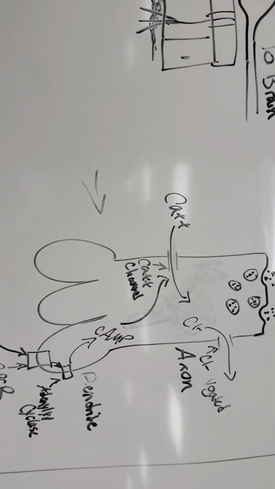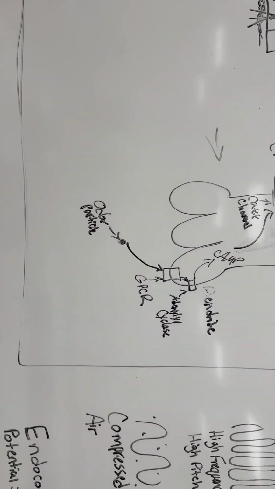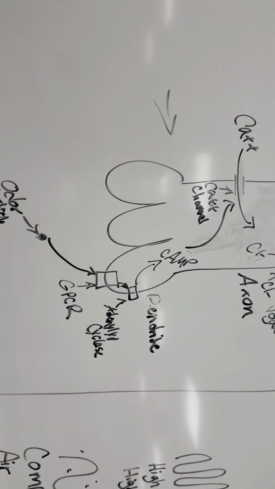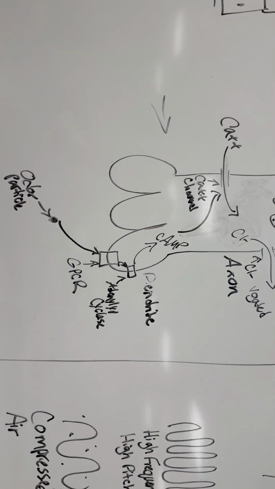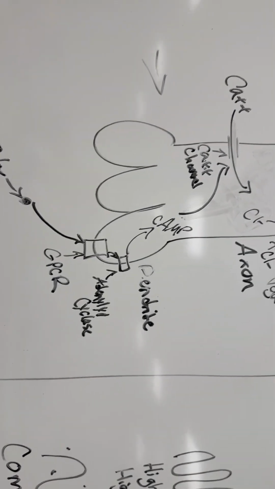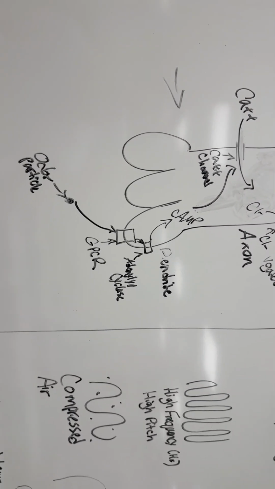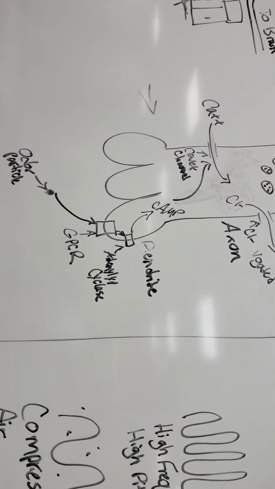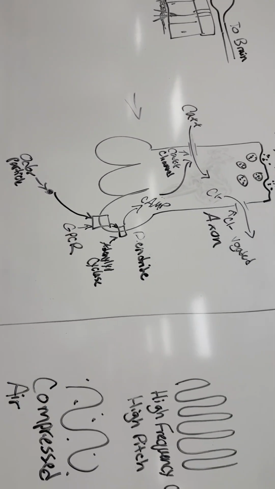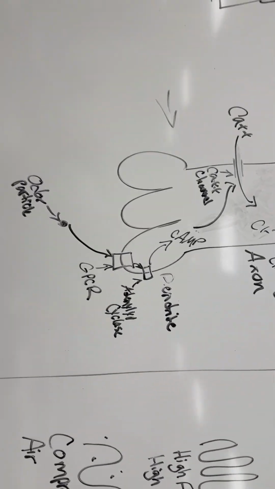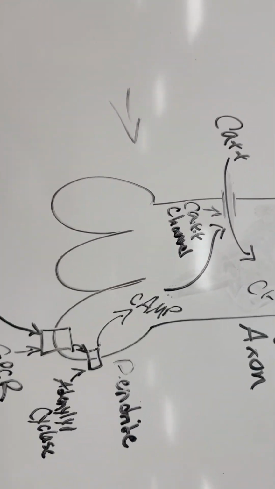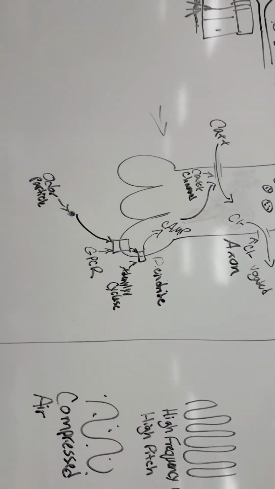And so here, what we have happen is, say our odor particle is going to bind to a G protein coupled receptor as a ligand, and then that G protein coupled receptor is going to undergo a conformational shift, which is going to activate adenylyl cyclase. So now we're going to produce cyclic AMP, which is going to serve as a secondary messenger that is going to open up a calcium channel.